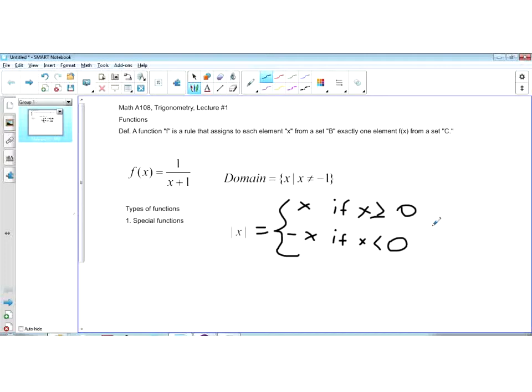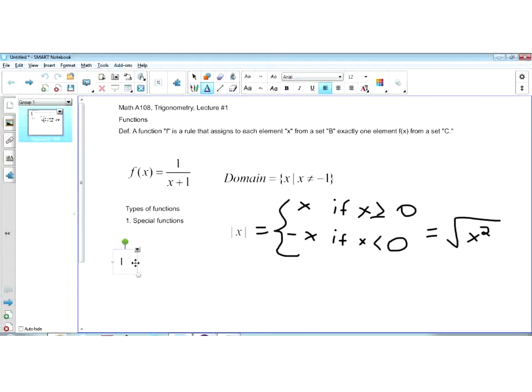So, for instance, if x is -5, then the absolute value of -5 is 5, because the negative of -5 is 5. So, please be mindful of this definition. And there's also an alternate definition for the absolute value of a number, and it can be written like this. The square root of x squared is also another definition of the absolute value. All right, so that's one example.